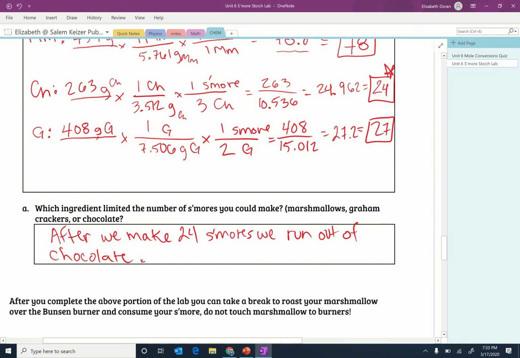Chocolate, so the ingredient that limits, chocolate, if I can spell. Okay, so the chocolate limits the number of s'mores. So that was actually all that was required for the lab to be submitted and receiving full credit.